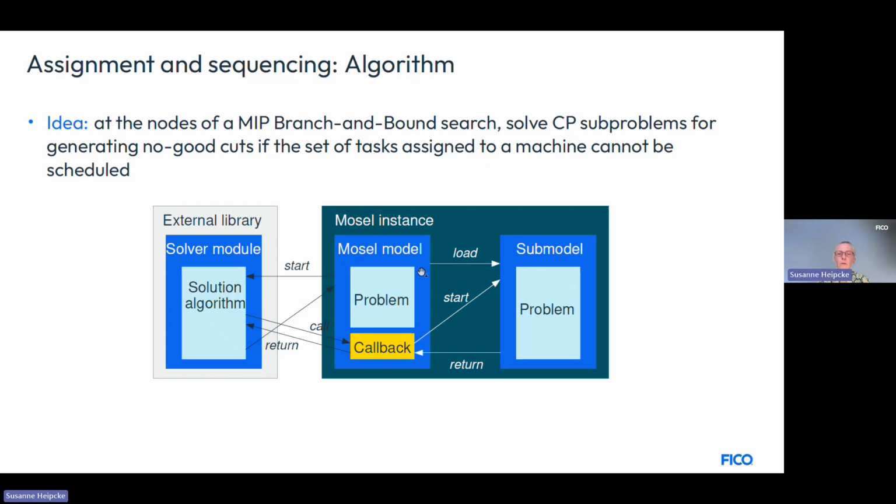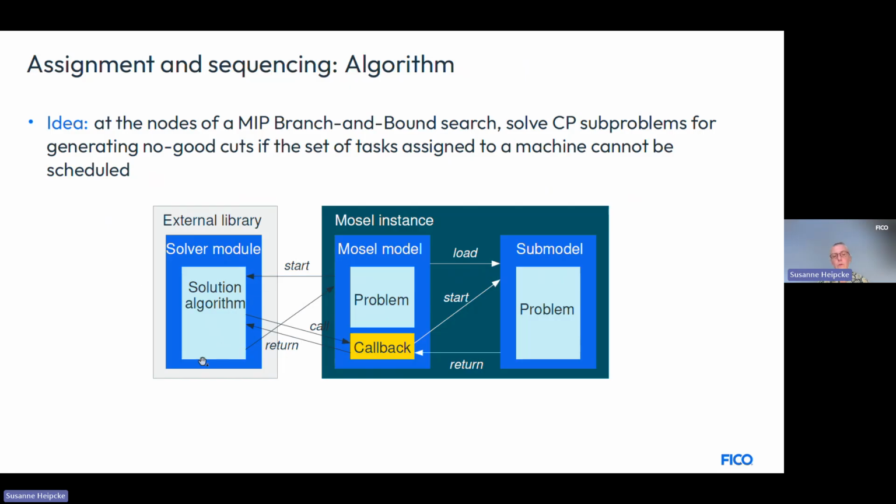Okay, so what does it look like? I have two files. I have a Mosel model and I have a sub-model, which is the constraint programming model. Now, from the Mosel model, I start my optimization. So here I'm starting the optimization solver, so Xpress.